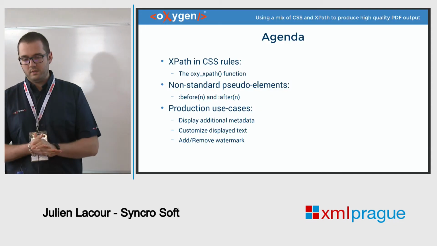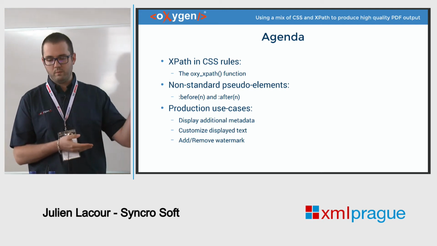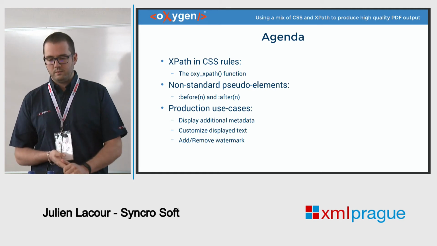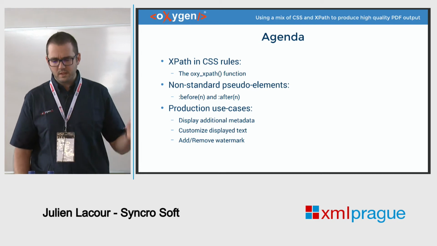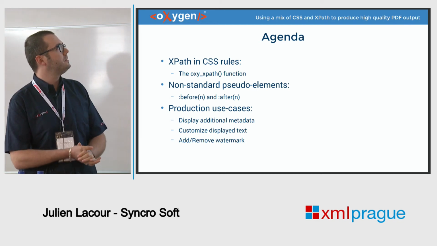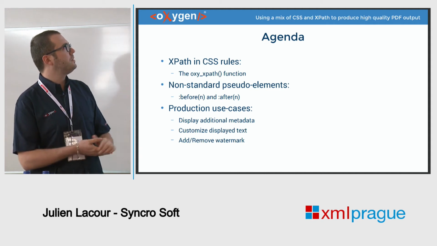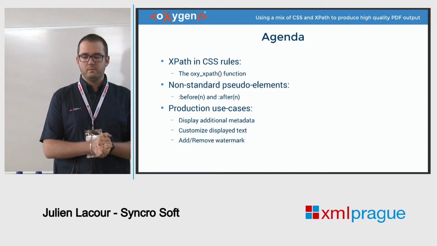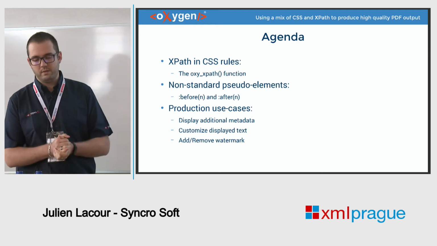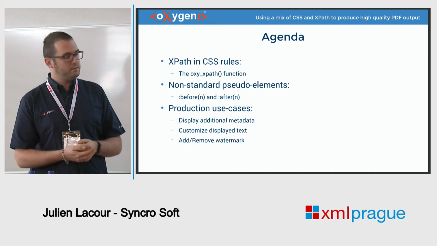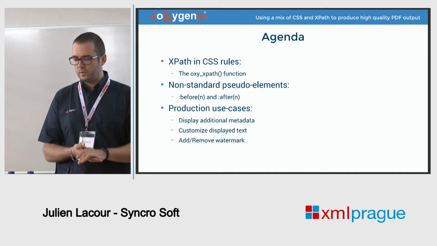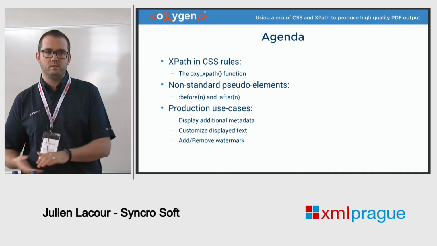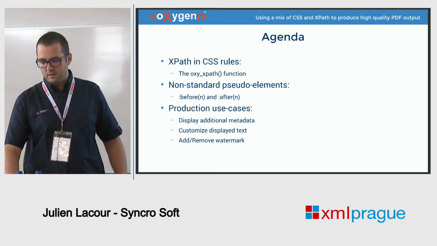The agenda of this presentation will start with how we can use XPath in CSS rules, and what the benefits are, using the really famous oxy_xpath function. Then we will take a small look at two non-standard pseudo elements that you can use within Oxygen, called before and after n. And after, we will take a look at some small production examples and use cases, including the display of metadata, the addition of customized text, and how to add or remove a watermark. For these examples, I will use DITA, but you can translate these examples into other XML types.